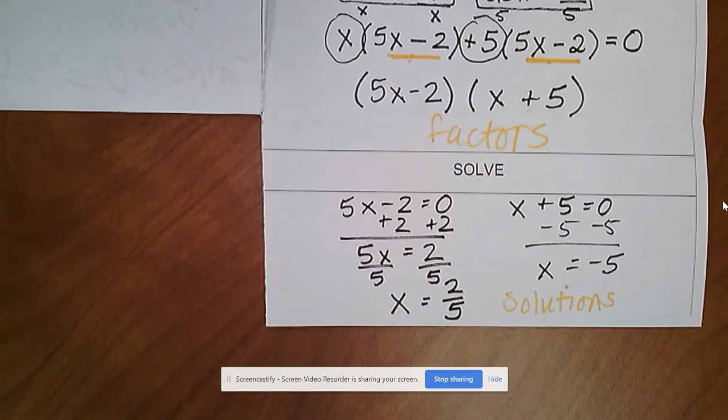Okay, so now you're going to practice factor by grouping, and then you get to decide which method you think you want to go with. So good luck.